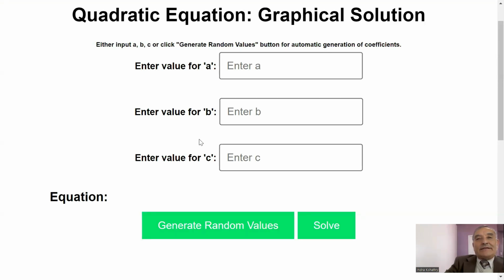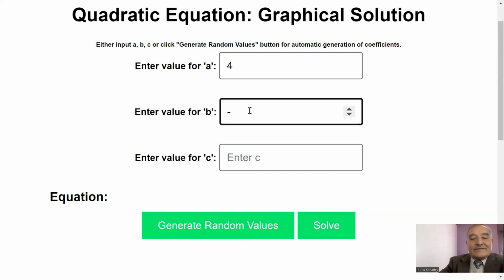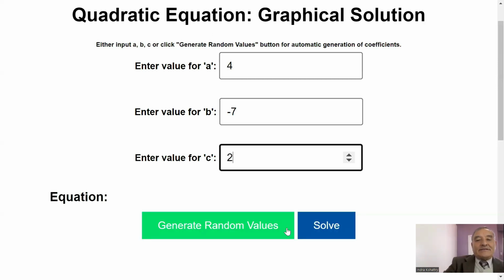First, I will input here the same coefficients that we used in the formula method. You will see the real magic here. Let's start with the first one. A equals 4, B equals -7, and C equals 2. And press this solve button.